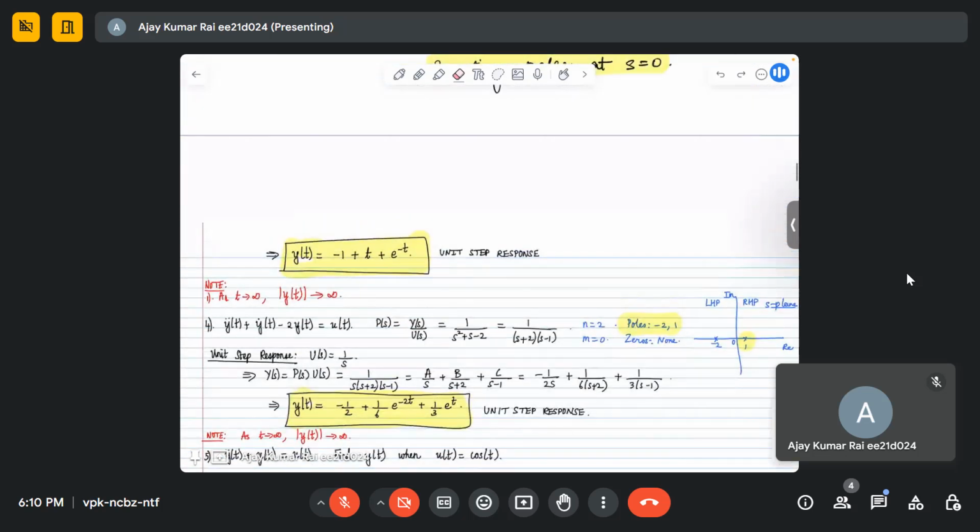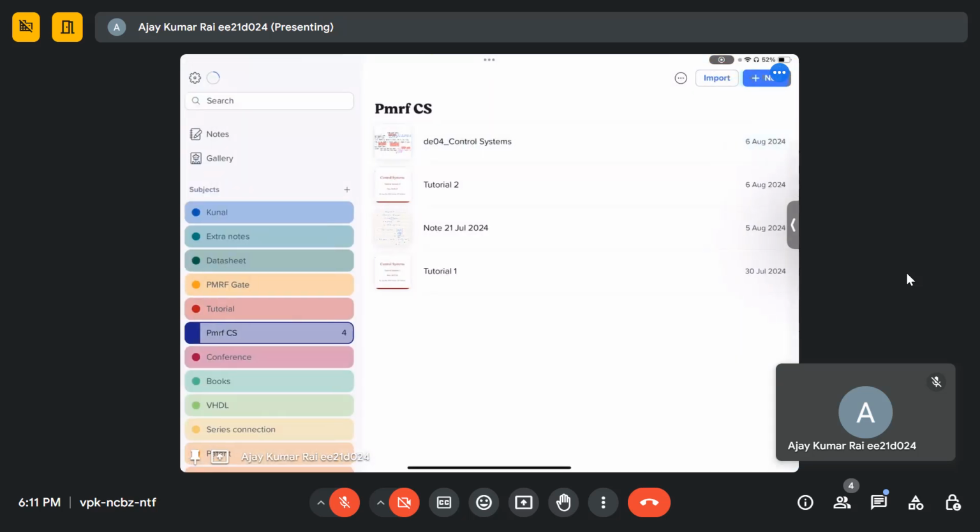So they have explained where your pole should be. It should not be in the right hand plane. Sorry, it should be in the left hand plane. And what about the imaginary axis? There it's conditional: you should not have multiple or repeating roots. Otherwise, the system is unstable. That we'll see while doing the questions.